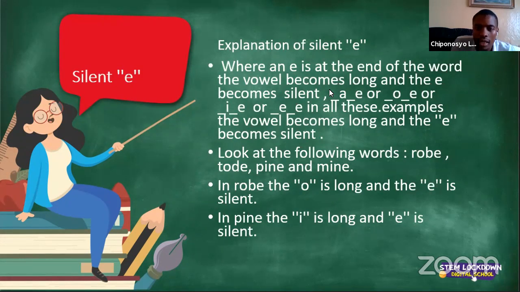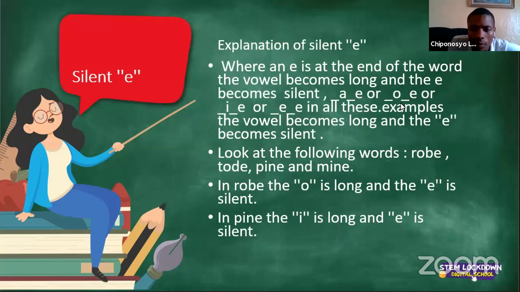So you see that in a word like this, I made a gap here so that we're able to picture it. To say if it's an A and an E, an O and an E, an I and an E, or a U and an E, meaning that in this word, when the E is at the end and there's a vowel in the word, such as A, I, E, O, and U, the vowel becomes long.